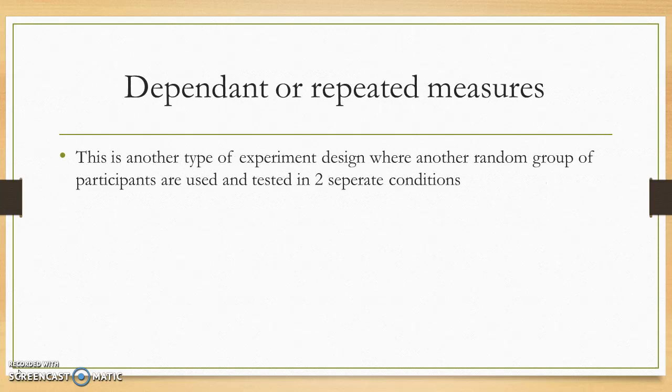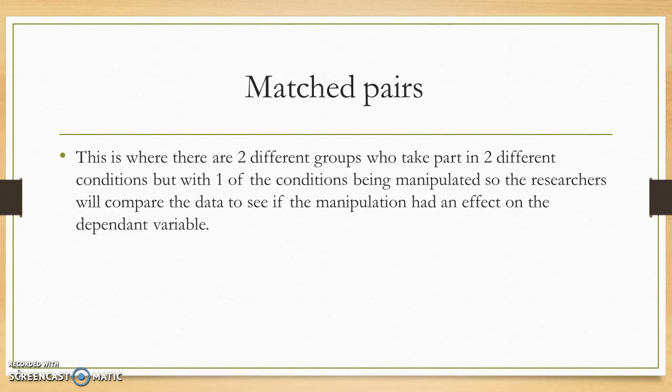Repeated measures. This is another type of experiment design where another random group of participants are used and tested in two separate conditions. Matched pairs is where there are two different groups who take part in two different conditions, but with one of the conditions being manipulated, so the researchers will compare the data to see if the manipulation has an effect on the dependent variable.